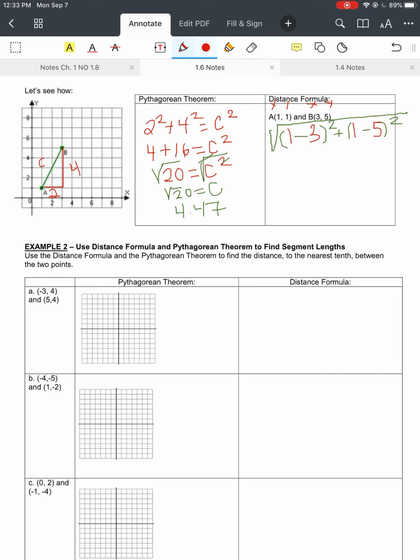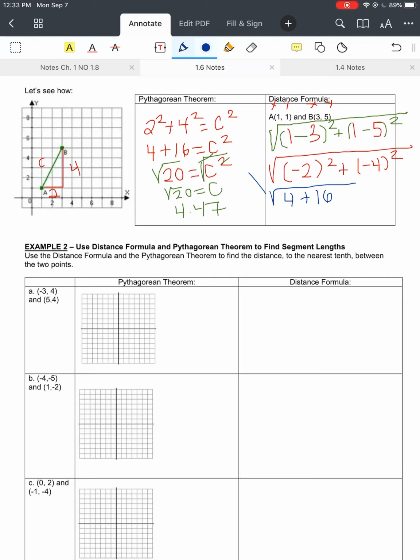You are more than welcome to solve this out by hand. Remember, order of operations takes place. So first you have to do the parentheses. So the parentheses would tell me I would have to do 1 minus 3, which is negative 2, squared, plus 1 minus 5, which is negative 4, parentheses squared. And again, order of operations after parentheses would be exponents. So for the exponents, negative 2 squared, remember, is negative 2 times negative 2, which is a positive 4. Negative 4 times negative 4 is positive 16.